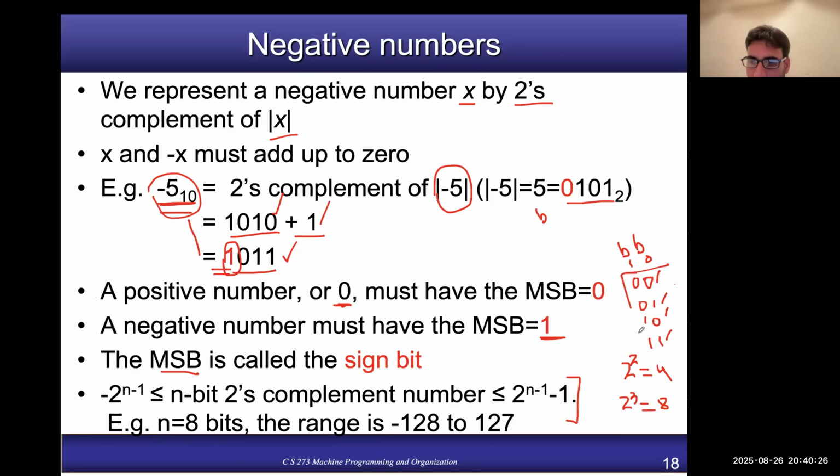Now focus on this one, right? We have four different combinations. In two combinations, we have the most significant bit as 0, and in the remaining two combinations, we have the most significant bit as 1, right? So again, we have four different numbers, but then this is 0, this is 1, and this is -1, sorry, this is -2 and this is -1, right? I wish I could write it.